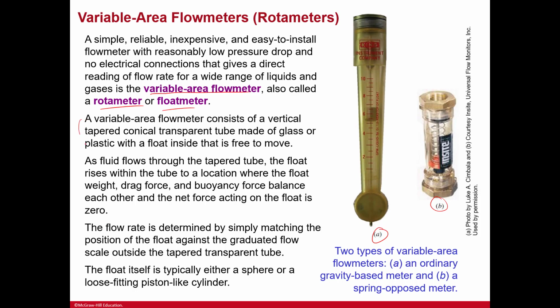So here, this is how it works. The flow rate is determined by simply matching the position of the float against the graduated flow scale outside the tapered transparent tube, and the float itself is either a sphere or a loose-fitting piston-like cylinder. So it just goes up and down, and that's how you would read it. As fluid flows through the tapered tube, the float rises from the tube. Weight, drag force, buoyancy force, balance, all of that. So it rises and it falls.